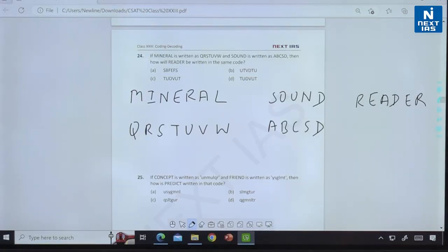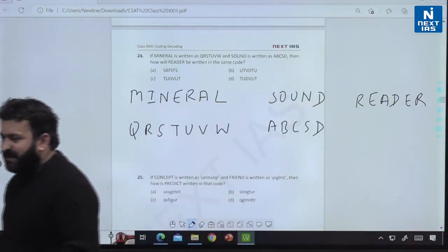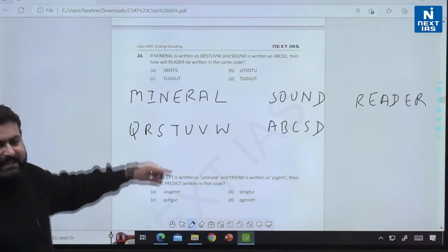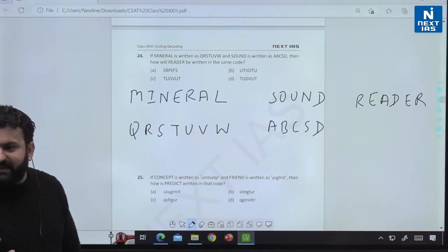So now all of you, what is the pattern here? Now, all of you, this is a different kind of coding. Till now, what were you doing? Till now you were finding out the pattern. Now you have to find out the code for each letter. Now you get the code for each letter. Is it getting clear or not?